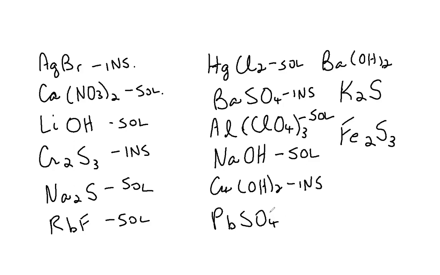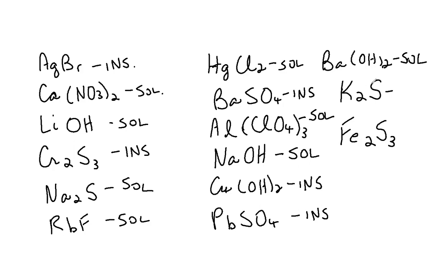Lead sulfate. So we check the sulfate, and sulfates are usually soluble, but lead is an exception. So according to our chart, this would be insoluble. Coming up to barium hydroxide. Hydroxides are usually insoluble except group 1 and barium and strontium. So this is soluble. So it's those group 2 at the bottom of the periodic table that are soluble.